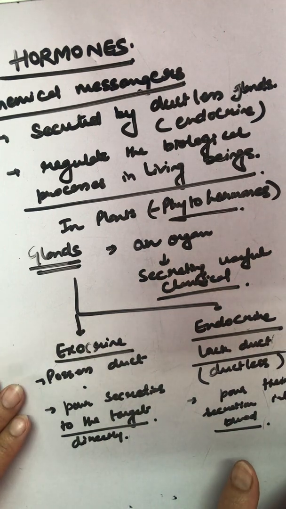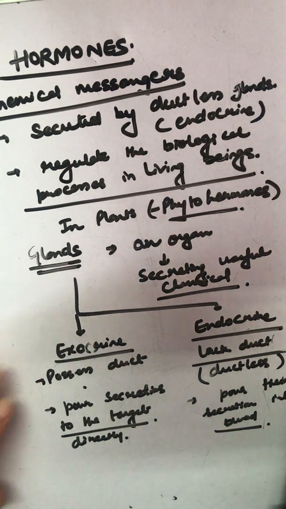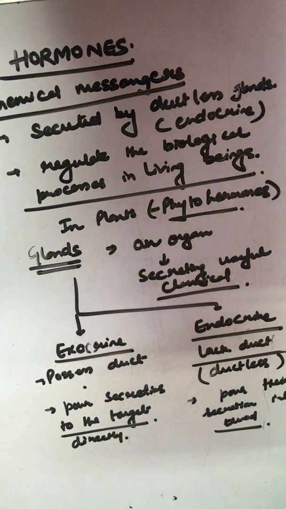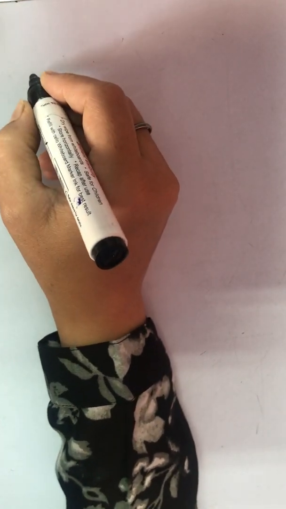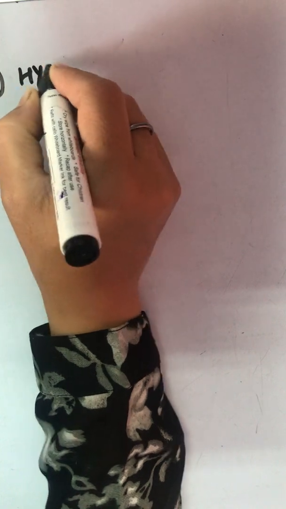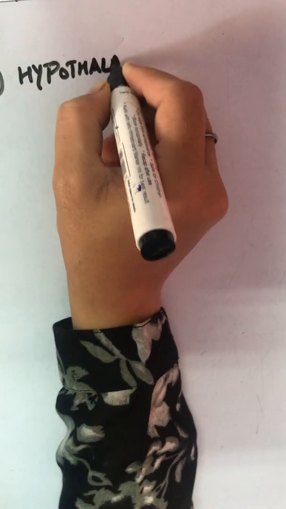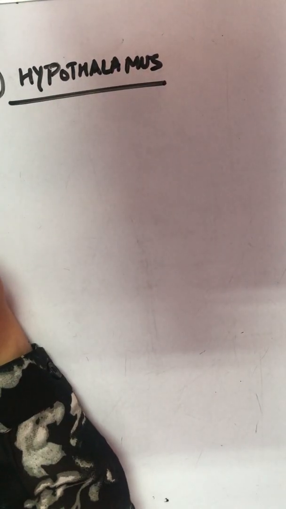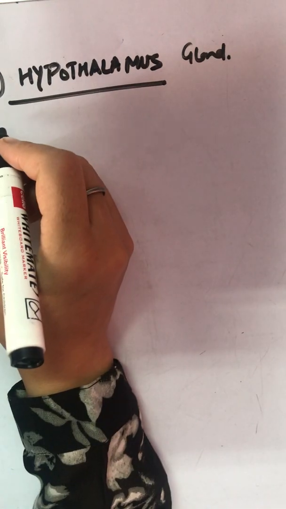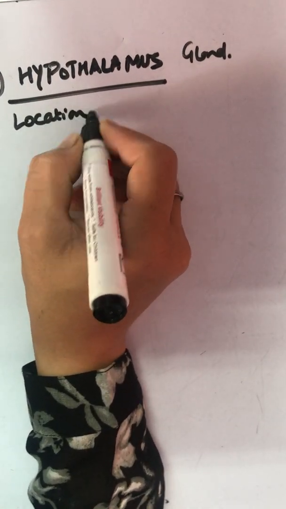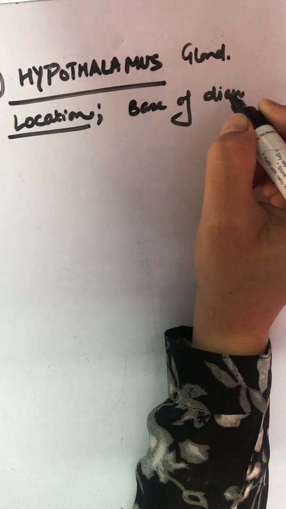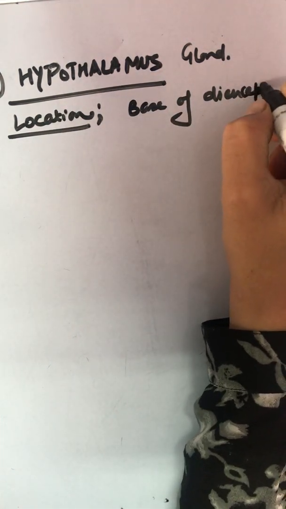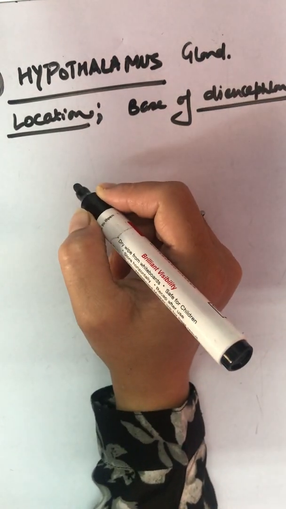Now, when we know about hormones, let's move forward to list which hormones are responsible for taking up the metabolic functions in a human body. The first one not to forget is the hypothalamus gland. Where is it located? Its location is at the base of the diencephalon. I hope you remember the diencephalon that we have done in the forebrain part.